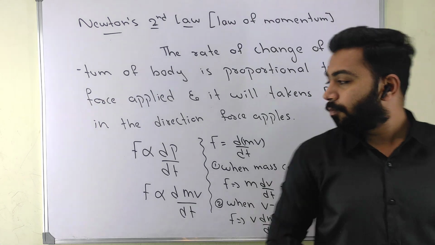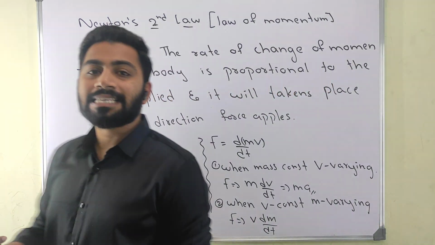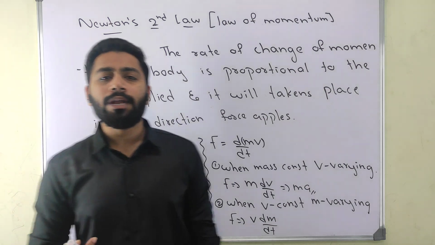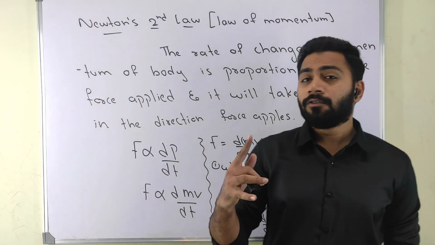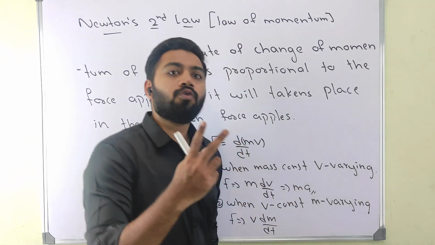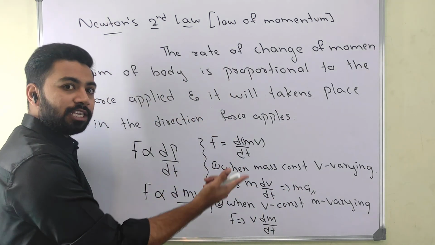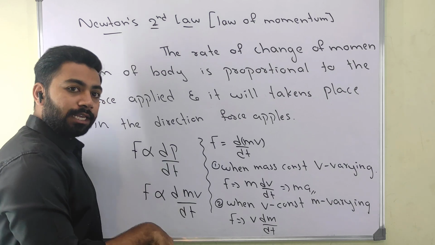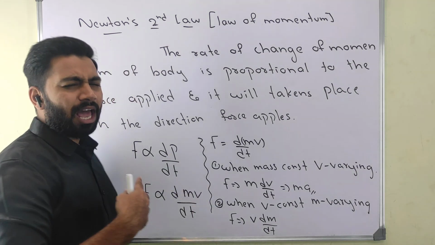All this is about Newton's second law of motion. Newton's second law of motion is defined as: the rate of change of momentum of a body is proportional to the force applied on it, and it takes place in the direction of the force applied. Now here we have two main cases. One, when mass is constant and velocity is varying. Second, when velocity is constant and mass is varying. This case and that case we will study a lot.